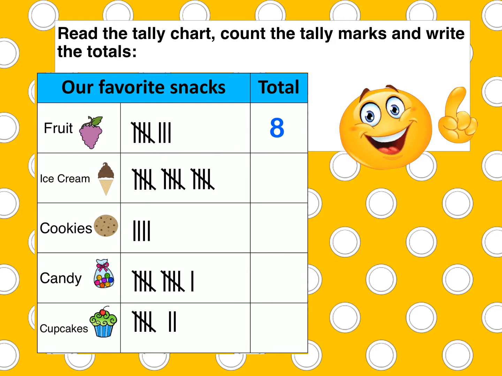Now the ice cream. Look at these tallies. Yes, we can see 3 groups of 5s. So we will count like this. Help me, please. 5, 10, 15. Wonderful. Now the cookies. Yes, it's easy, right. So it's 4.